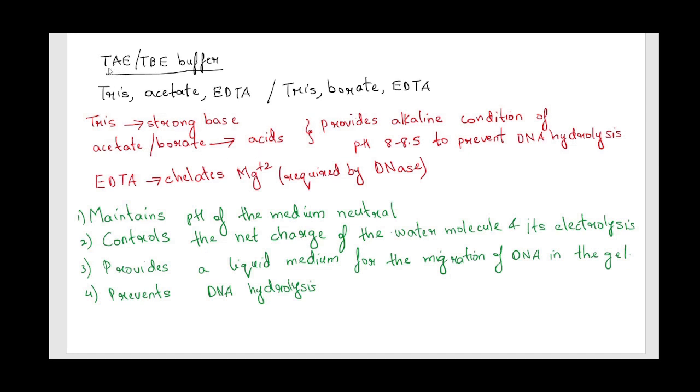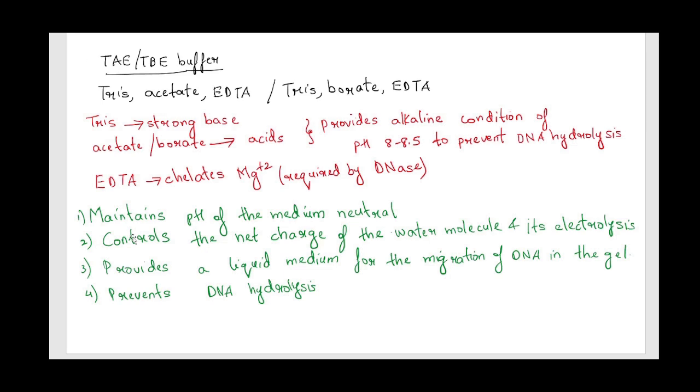So the combination of tris acetate and tris borate provides alkaline condition of pH 8 to 8.5, which is useful in preventing DNA hydrolysis. Now there is an enzyme called DNase which is able to hydrolyze DNA. This DNase enzyme requires magnesium ion. So the function of EDTA is to chelate this magnesium ion, thereby rendering DNase non-functional. So EDTA helps in preventing DNA hydrolysis as well.